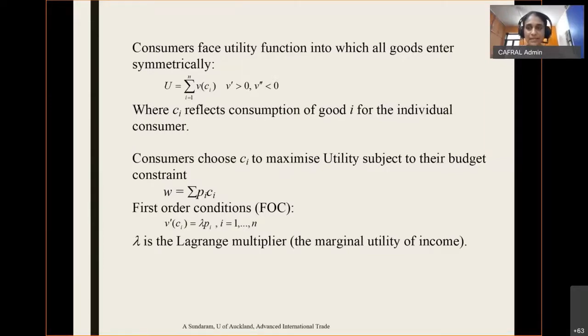So we set up the Lagrangian, and we're going to get the set of FOCs, which is going to be that V prime. So the derivative of this V function with respect to C is V prime, and that equals lambda times P_i. So this is the FOC from the utility maximization problem. Now, lambda is your usual Lagrange multiplier. It's the marginal utility of income, right? So this is a standard utility max.